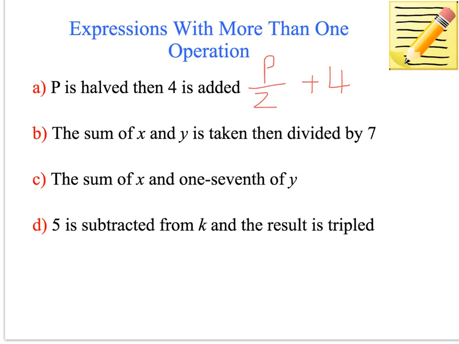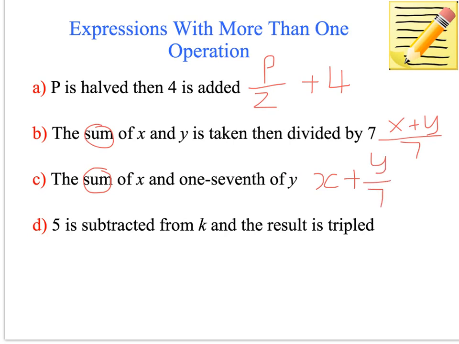Now the sum of x and y is taken, so we add up. Sum means add up x and y, x plus y, then we divide by 7. Okay, now here, the next one is the sum, we've got sum again, sum of x and 1/7 of y. So we've got x plus y divided by 7.